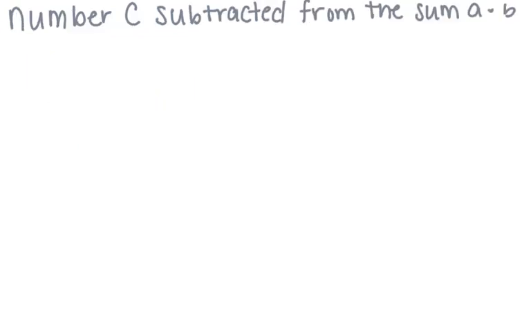So now how would we show, using an expression, that number c is being subtracted from the sum of a and b? Let's start by writing an expression for the sum of a and b. So sum tells us that we are adding. So we can either have a plus b or b plus a. Remember, when we are adding, order does not matter.